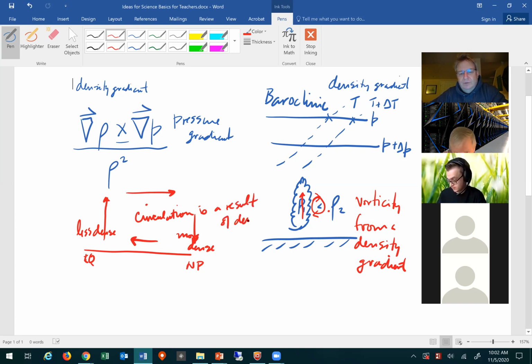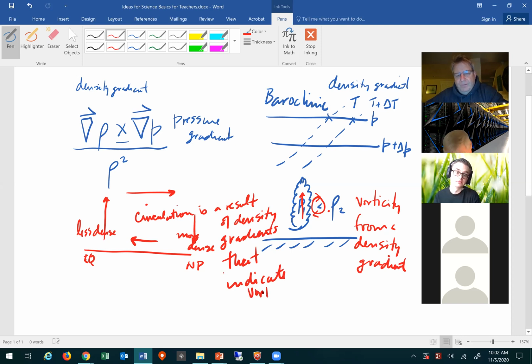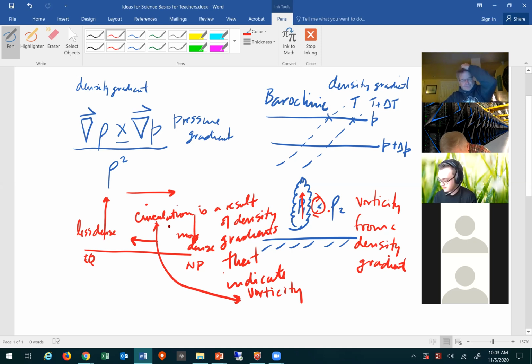It's also like the Hadley cell too. It seems to be. Funny how all these circulations end up being the same no matter what they are. But that's how circulation and vorticity are related to each other.